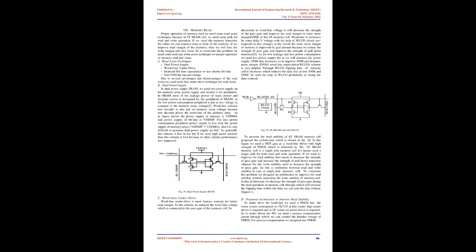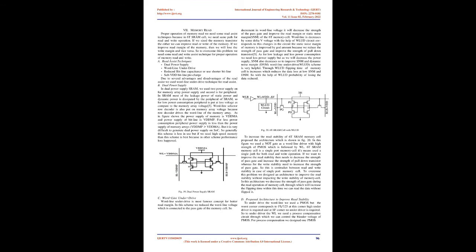For low leakage and less power consumption we need a lower power supply, but as we decrease the power supply, SNM also decreases. So to improve SNM and dynamic noise margin, DNM, the word line underdrive, WLUD, scheme is very helpful. Through WLUD the flipping time of the memory cell increases, which reduces the data loss at low SNM and DNM. So with the help of WLUD the probability of losing the data is reduced. To increase the read stability of the 6T-SRAM memory cell, we proposed the architecture shown in Figure 20.